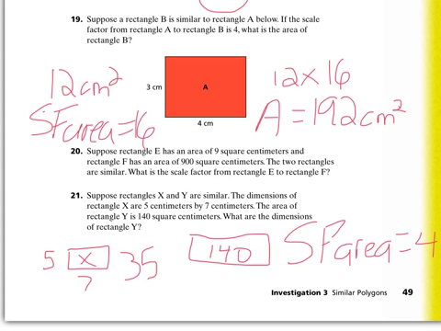So if we want to figure out the dimensions, that means we need to find the square root of 4. Okay, and that equals 2. So the scale factor is 2. Now simply we just multiply 5 times 2 and 7 times 2. So when we do that, 5 times 2 is 10. And then 7 times 2 is 14. So the dimensions of rectangle Y are 10 by 14.